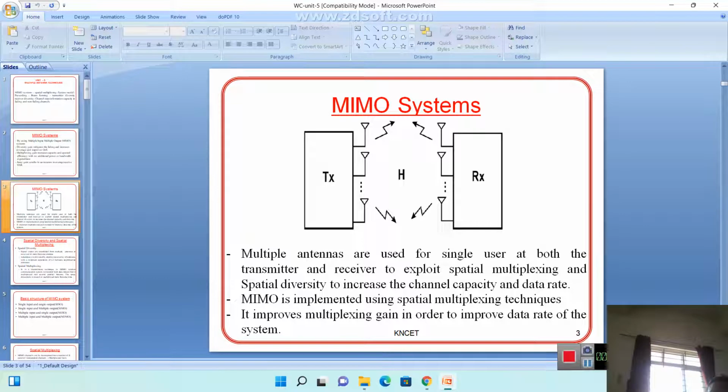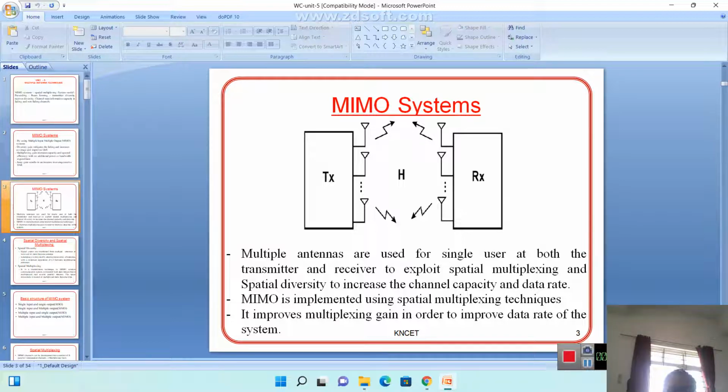That is the main concept of the MIMO systems. The MIMO system diagram is shown in the figure. We are going to discuss the transmitter as well as the receiver side. Multiple antennas are used for a single user at both the transmitter and receiver to exploit spatial multiplexing and spatial diversity to increase the channel capacity and the data rate. It's a main important point: increasing the channel capacity and the data rate. That's why we are moving to MIMO systems.